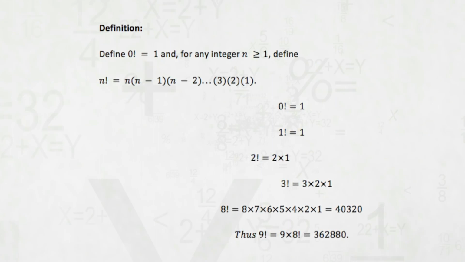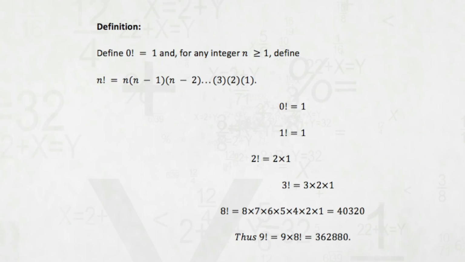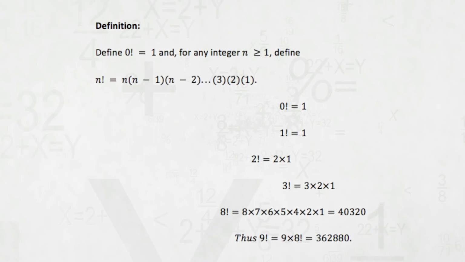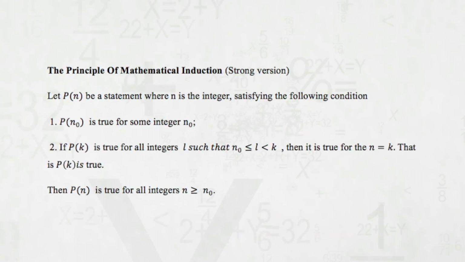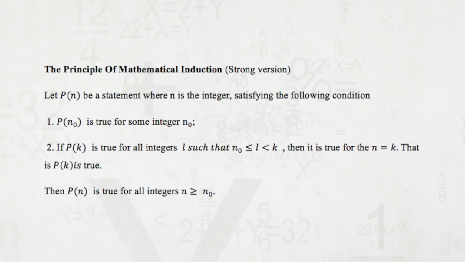You have to start from 8 and end with n and multiply all of them in between. That will give you 40,320 to be the value of 8 factorial. Thus, 9 factorial is equal to 9 multiplied by 8 factorial. That will give us the value of 9 factorial, that is equivalent to 362,880. Now, we shall see the strong version of the principle of mathematical induction.